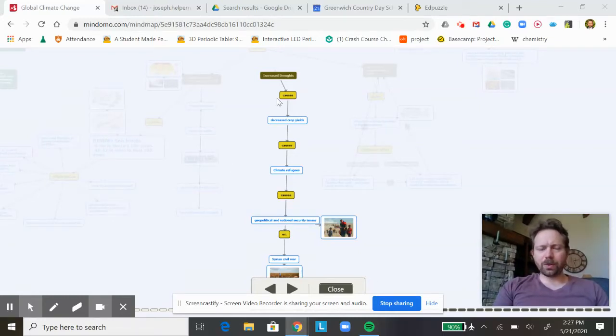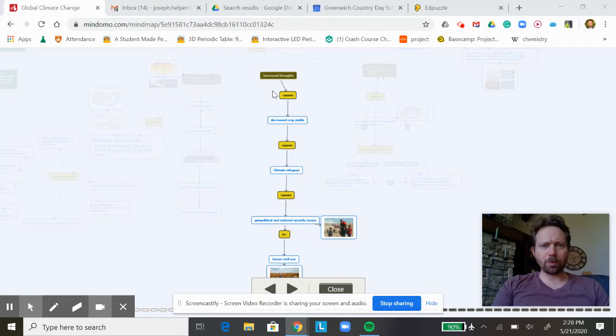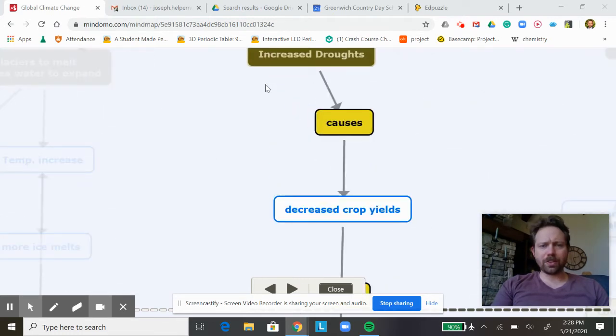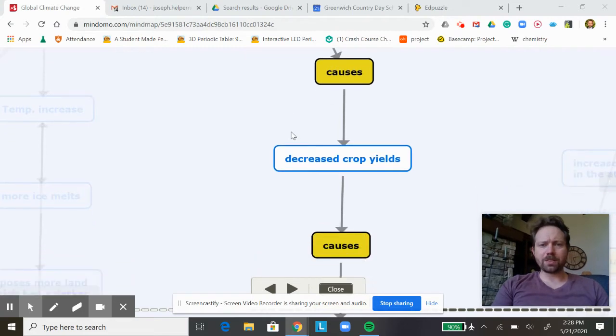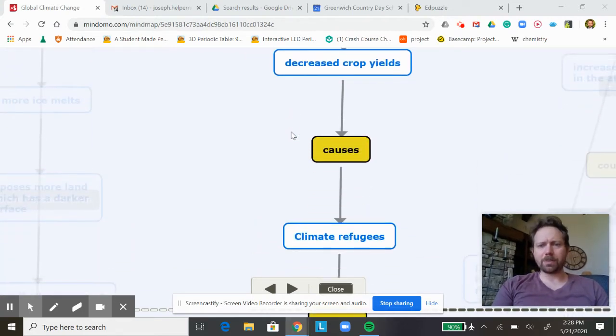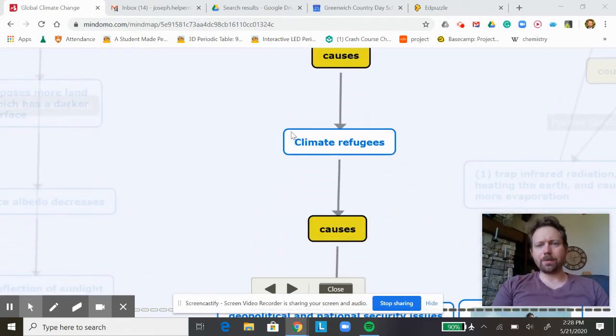So in the last video we were talking about what climate change was and is, what some of the causes are, and what some of the effects are. Now that we're looking at the effects, we're moving on to increased droughts. Increased droughts cause overall decreased crop yields, which causes climate refugees.